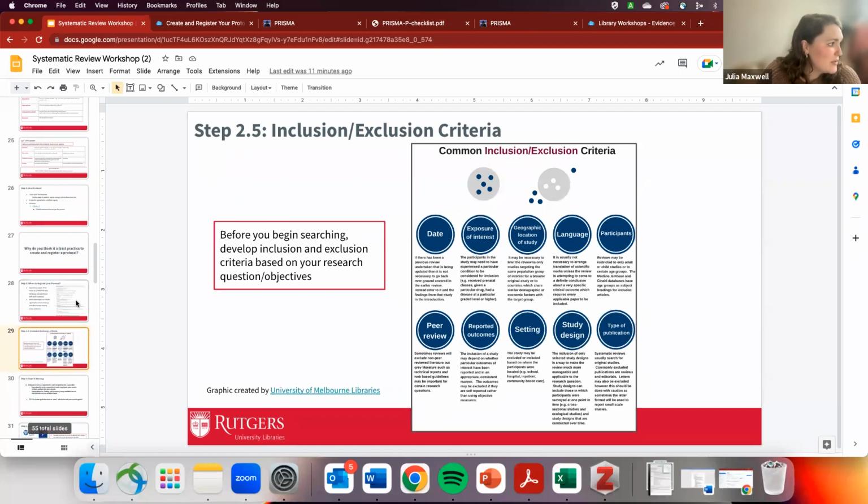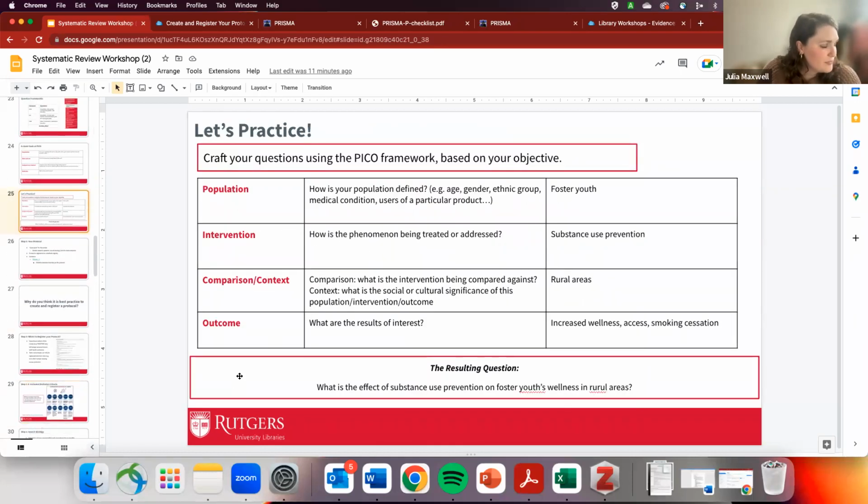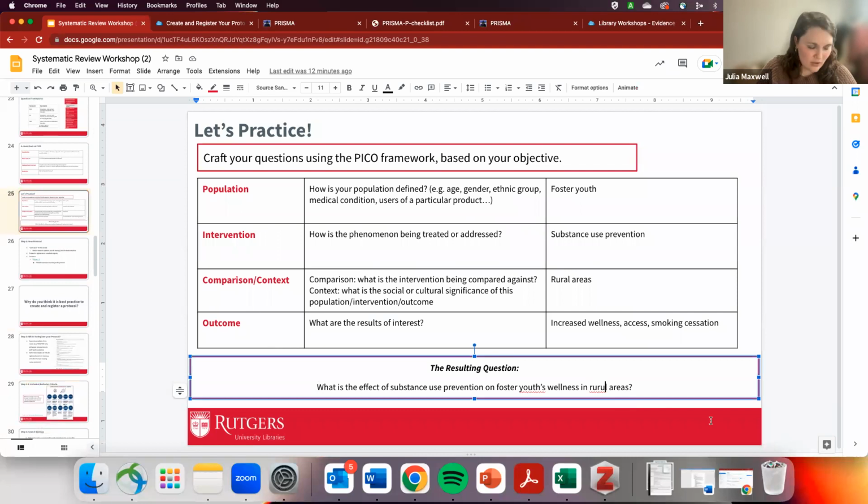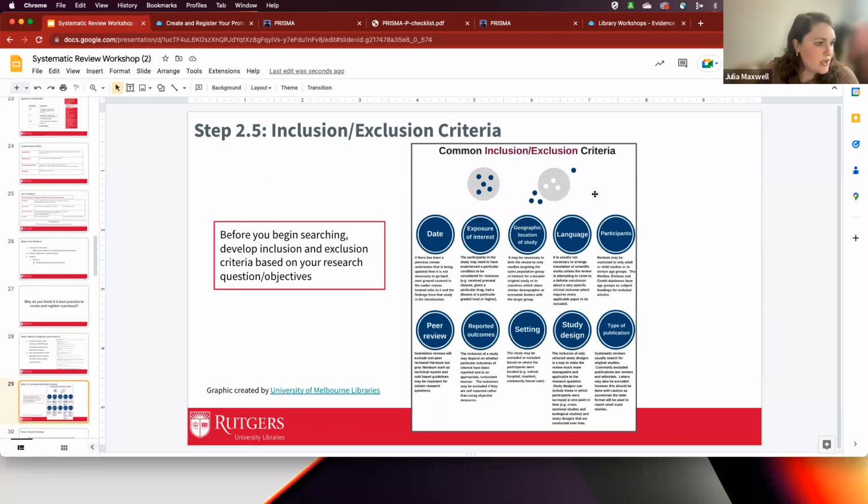If we go back to our PICO example here, one of our inclusion criteria would definitely be rural, which I spelled wrong, rural areas. Another one would be foster youth. So we probably want to hone in on what ages we would want to look at for inclusion. It could even be study design, right? So maybe we want to just look at cohort studies for that particular systematic review. Maybe we just want to look at specific outcomes. So those can all be reasons to formulate an inclusion or exclusion criteria.